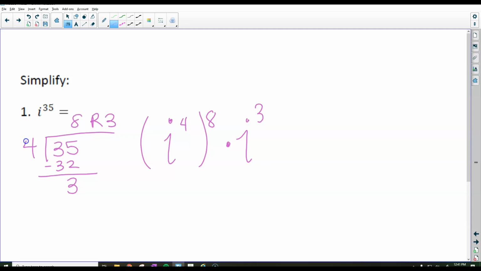1. Yeah. What is 1 times anything? Whatever the anything is, right? It just kind of gets absorbed. What's 1 to the 8th power? 1. This goes away. What's i to the 3rd power? That's the answer. This is -i. That's all it is.